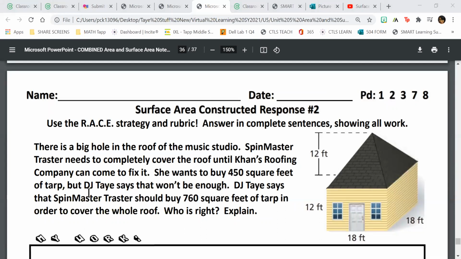Now, let me give you a big hint. DJ Tay is not saying that the roof is 760 square feet. She's saying that instead of buying the pack of tarp that is 450, buy the one that's 760. So you need to see if it's going to be enough. It can be too much. You can have some hanging down of tarp, right? But you don't want it to be too small where it does not cover. So keep that in mind. That is a big, big hint for you.